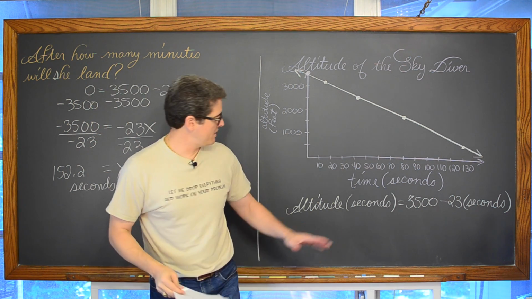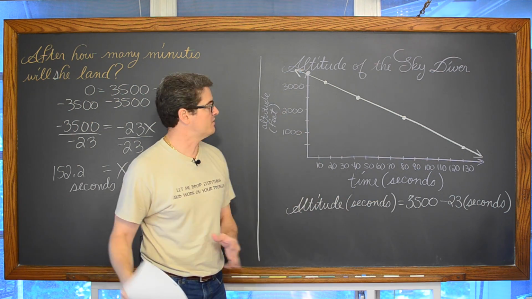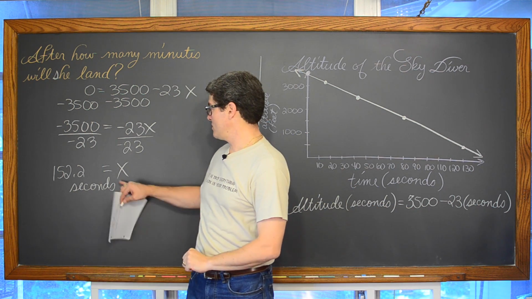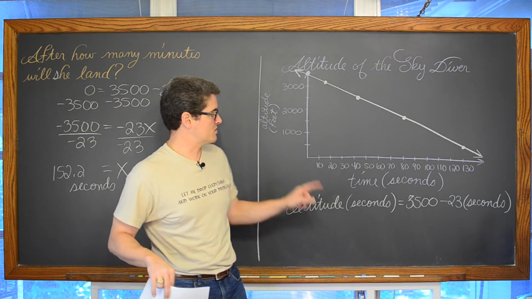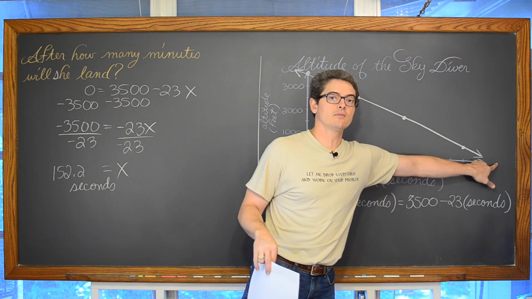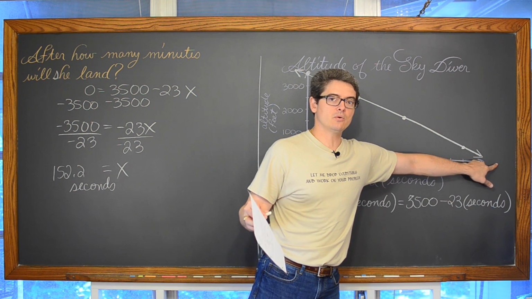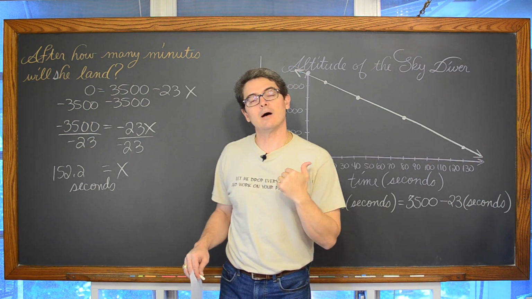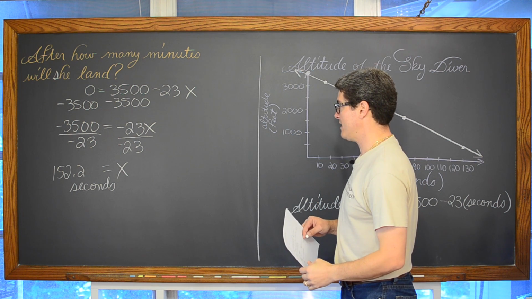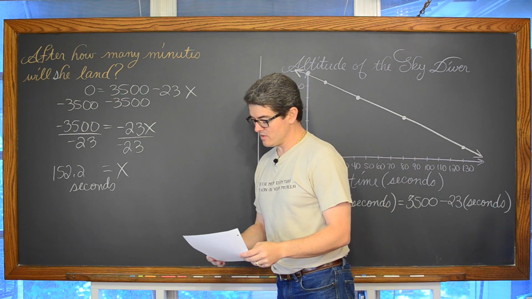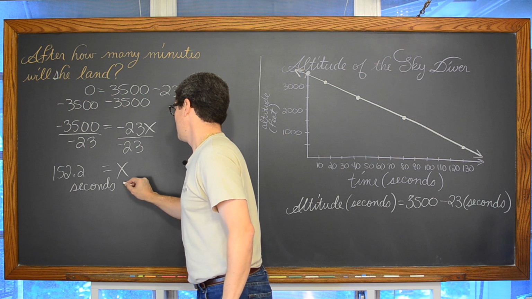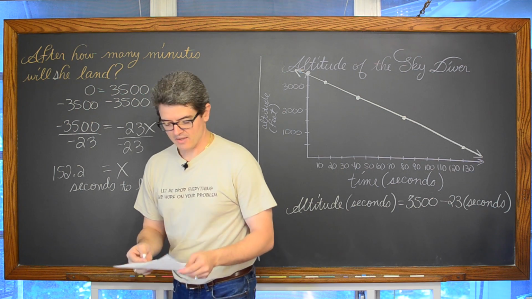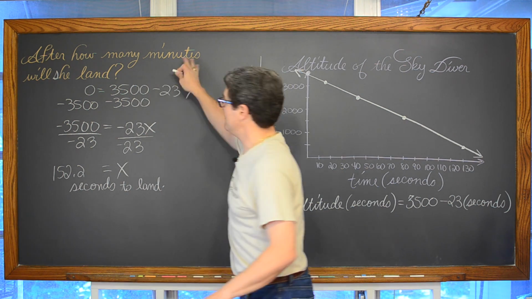seconds. So if I were graphing this equation without a big table of values, I could just plot those points: the y-intercept 3,500, then go to where the x-axis runs out to 152 and put a dot out there, at 152.2 comma 0, and then draw a line through the x- and y-intercepts. That's probably how I would have graphed that if I didn't have that table of values. Now that is going to be 152.2 seconds for the skydiver to land. But the question says, how many minutes is it going to take?